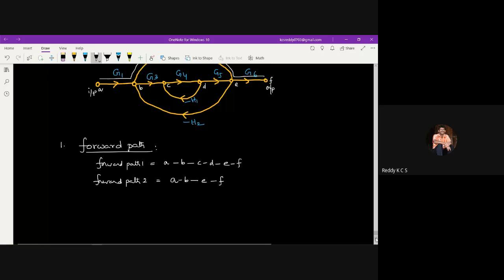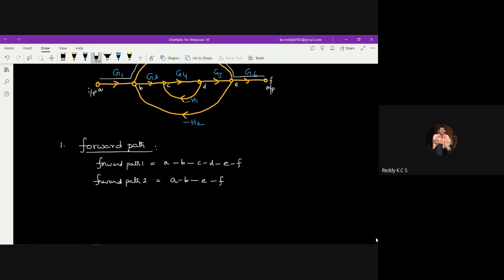We also need to find the path gains. P1 is the path gain of forward path 1. A to B, the branch gain, is G1, into B to C is G3, then C to D is G4, then D to E is G5, then E to F is G6. So this is the forward path gain 1.